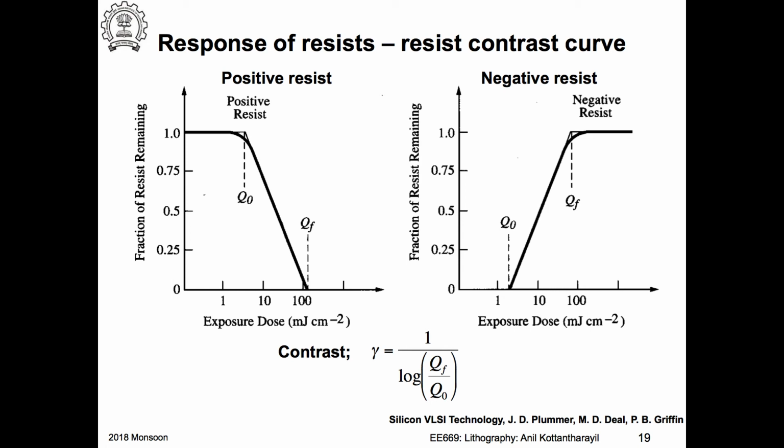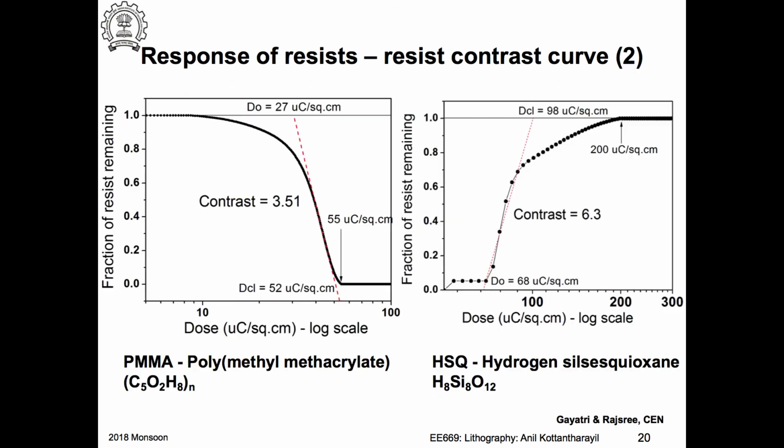Okay, so dose, in the case of photolithography, would be in joules per centimeter square. Usually the energy is small, so it's millijoules per centimeter square or so. And then in the case of electron beam lithography, you look at the coulomb per centimeter square unit area.